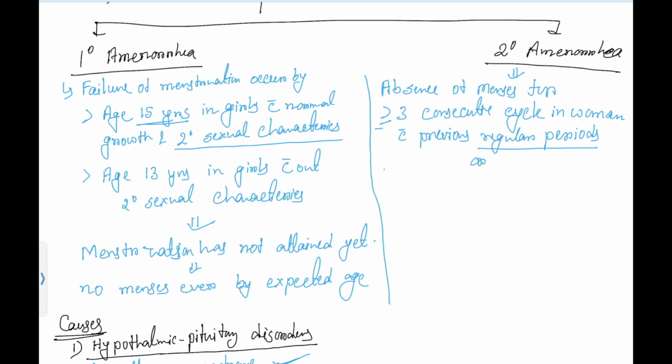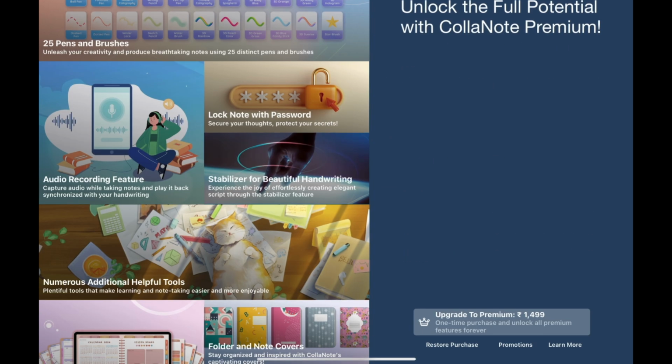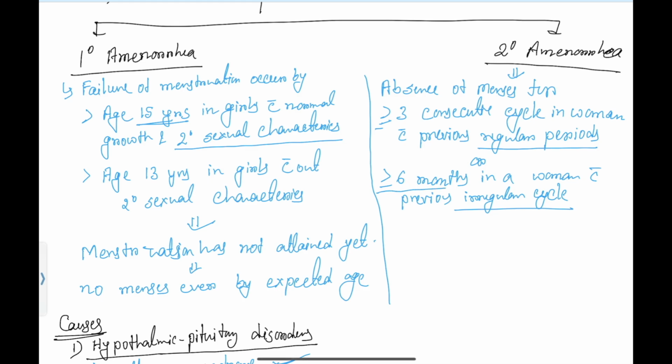Or else we can say more than or equal to 6 months in a woman with previous irregular cycles. Now if a woman has irregular cycles, we will check if in the last 6 months she didn't get any menstruation, we will consider it as secondary amenorrhea. Or in case a woman has regular periods and for 3 consecutive cycles she didn't get her periods, then also we will consider it as secondary amenorrhea.